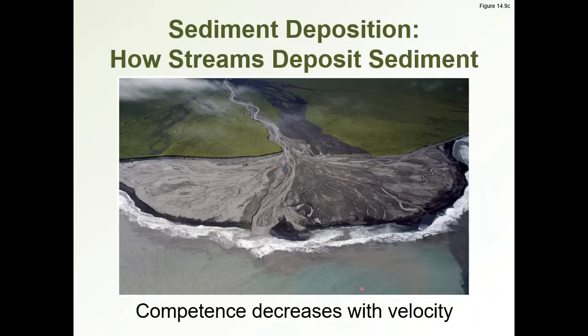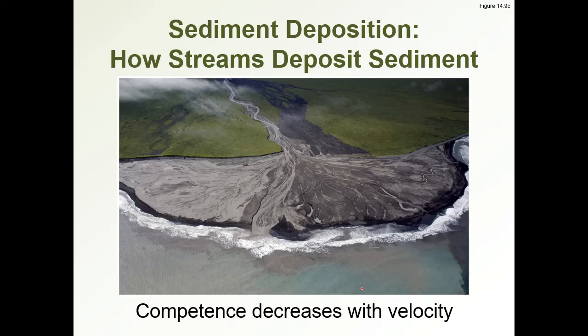The capacity and competence of a stream are related to the velocity, because the velocity determines the energy of the stream. Once the velocity drops, the competence is going to drop as well as the capacity. So when we lose velocity, everything falls out.